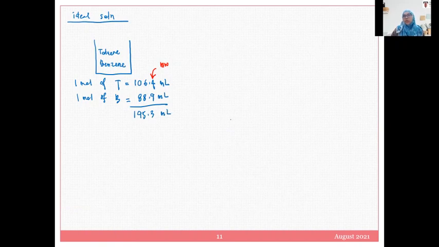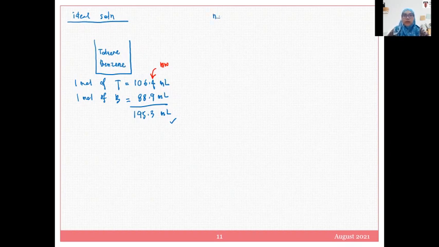The total is 195.3 mL. Once we added the same amount of toluene and benzene into a beaker to perform the experimental work, we obtain the same amount that we calculated from the equation. So we can say that the volume increases as we add the volume of each species or component into the beaker.